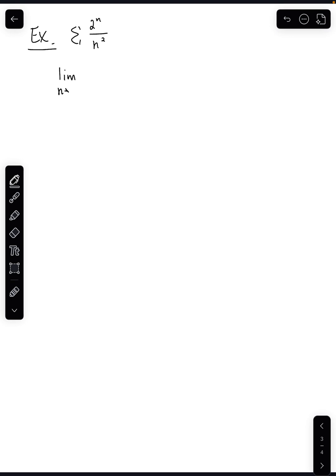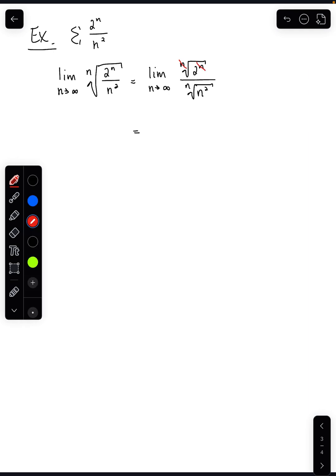So the root test would have us do the limit as n approaches infinity of the nth root of 2 to the n over n squared. The nth root would apply separately to the numerator and denominator, which would help us because in the numerator, we can get some simplification. In the denominator, we are not going to be so lucky. In the numerator, the nth root and the nth power cancel out and leave us with simply a 2.